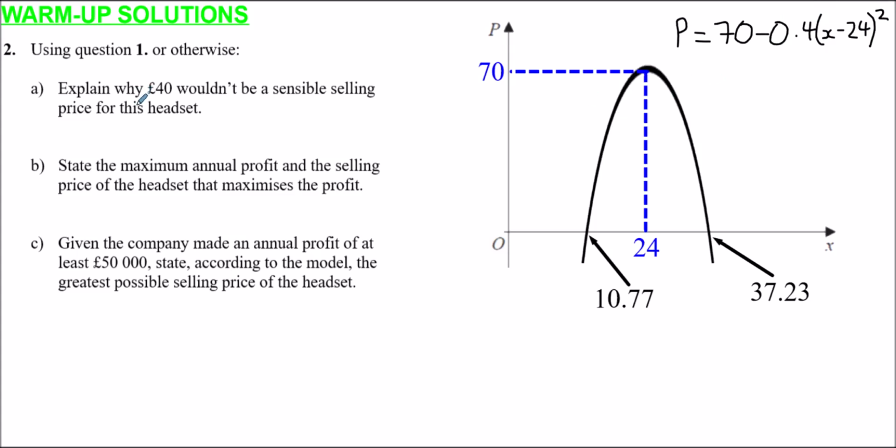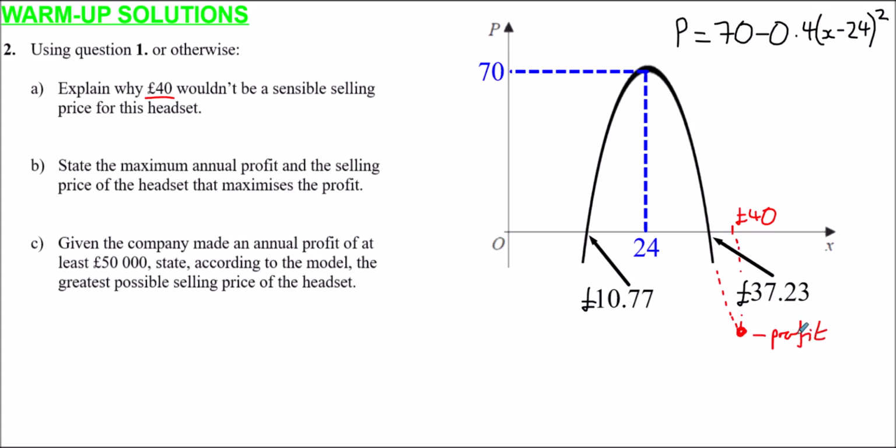So first of all, part A, explain why £40 wouldn't be a sensible selling price for this headset. Well, this here relates to £37.23. That relates to £10.77. So £40 would be down here somewhere. That would be £40. As you could see, this would be a negative profit.